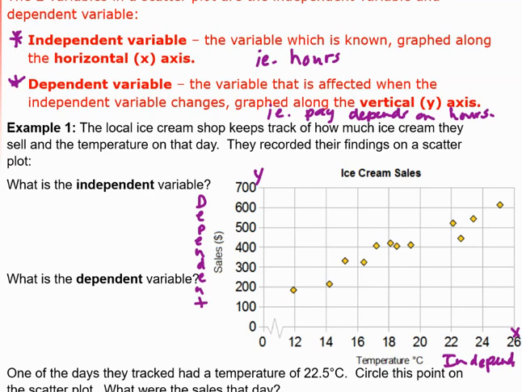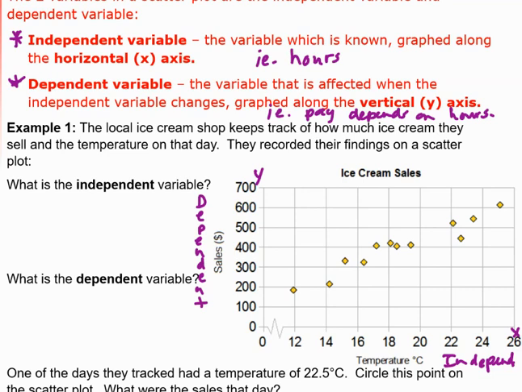Okay, so in this case, we have a local ice cream shop that keeps track of how much ice cream they sell and the temperature on that day. They record their findings. If you were to make a prediction, just looking at this idea that on hotter days they'd probably sell more ice cream, that's what they're trying to prove here. On colder days, they're going to sell less.